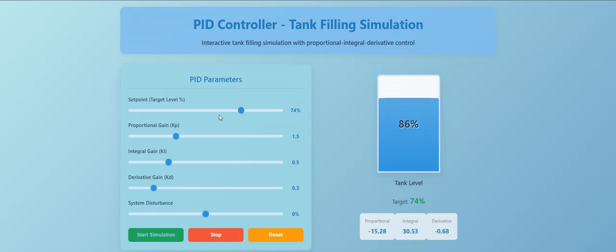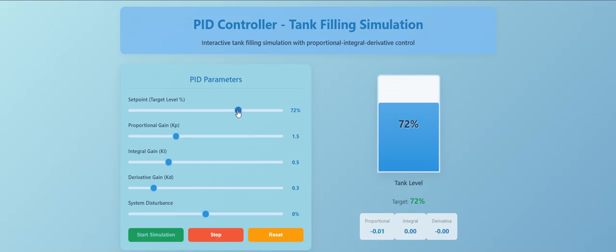For example, we have to maintain this as I'm changing the tank set point. This is the actual set point, like how much we have to maintain. Based on the set point, you can see our tank level is fluctuating, and the P, I and D values are also fluctuating.